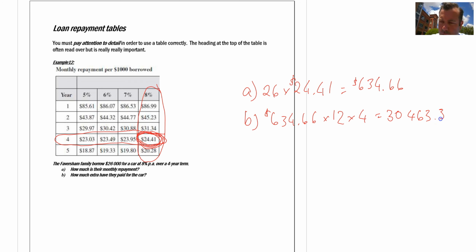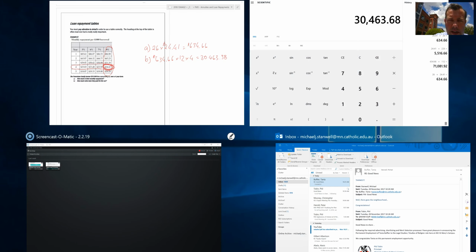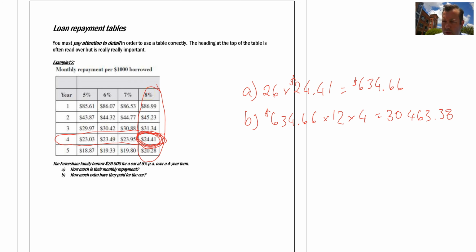Is it 38? Let me have a look. I don't want to get it wrong. 63, 68. Close. That's the total amount they pay. It's more than $26,000. What a surprise, right? They're going to pay extra.